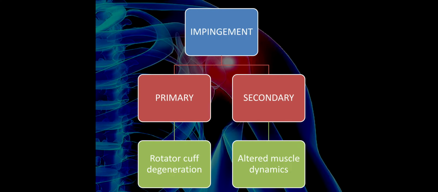So impingement can be classified into two. One is primary impingement, another is secondary impingement. Primary impingement is mainly because of rotator cuff degeneration, because of wear and tear, because of aging, or because of overuse and microtrauma. There can be degeneration of the rotator cuff which will lead to primary impingement. Then the second type is secondary impingement, which is caused by altered muscle dynamics. So if the muscles are not functioning properly, then it will lead to secondary impingement.